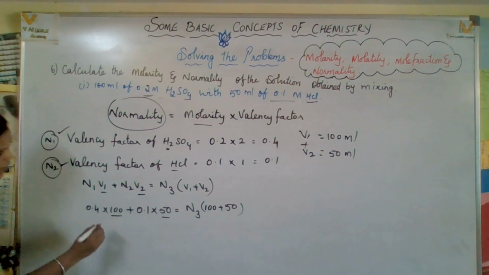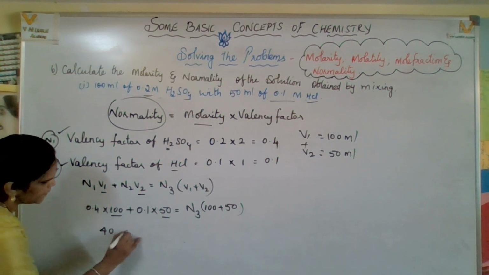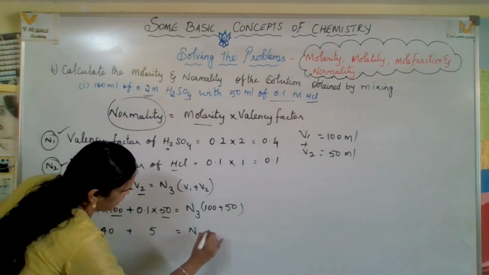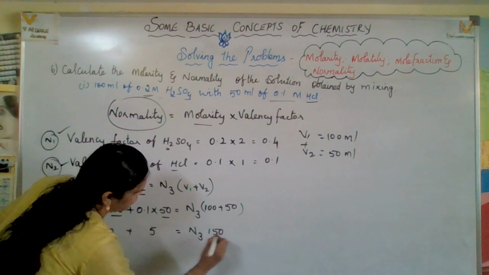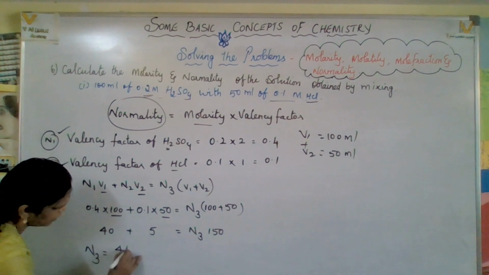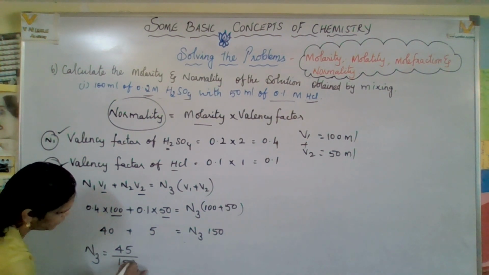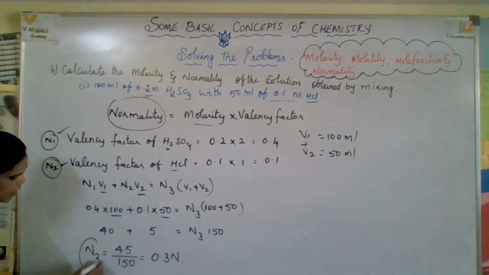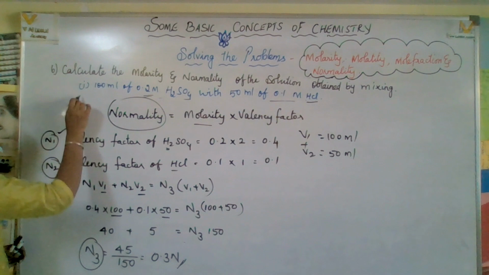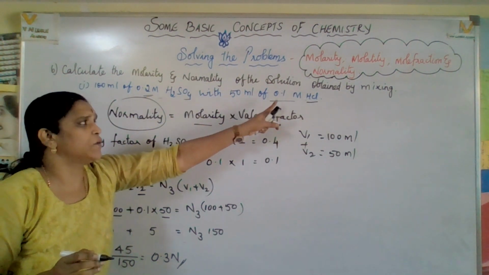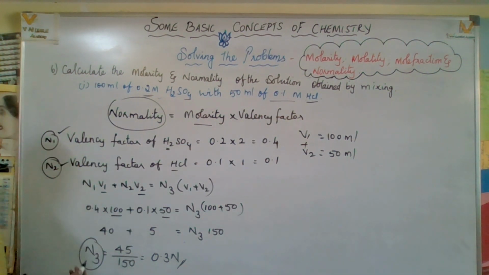Okay, now let us go for that. This is 40 plus this is 5, equal to N3 into 150. So N3, we bring it to this side. N3 equals 45 divided by 150. So you will get 0.3 N. N3 only. So the normality of mixing 100 ml of 0.2 M H2SO4 with 50 ml of 0.1 M HCl, what is the normality? You are getting the answer 0.3.